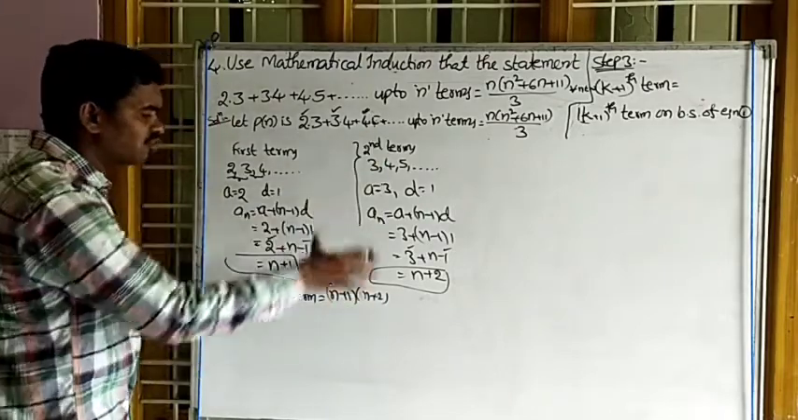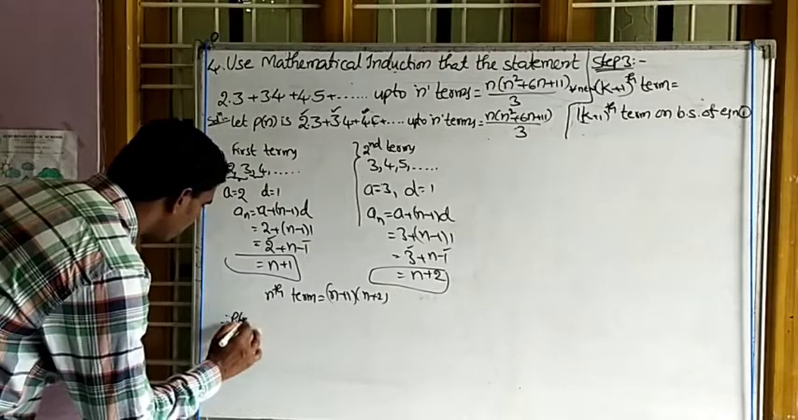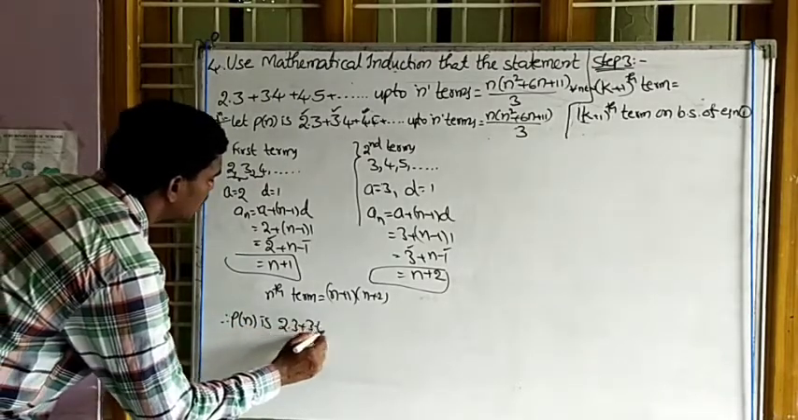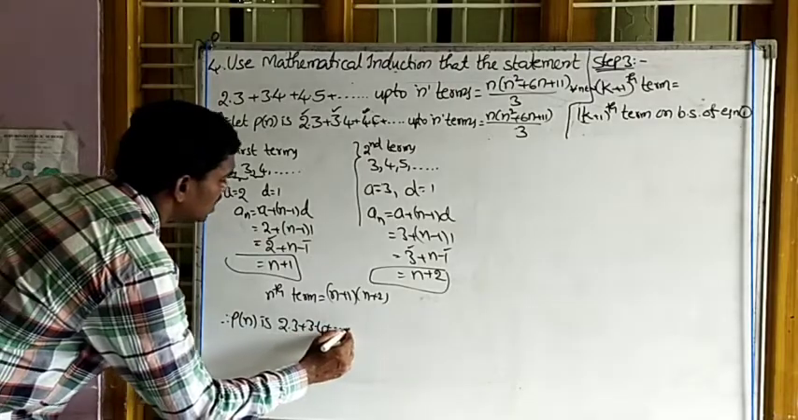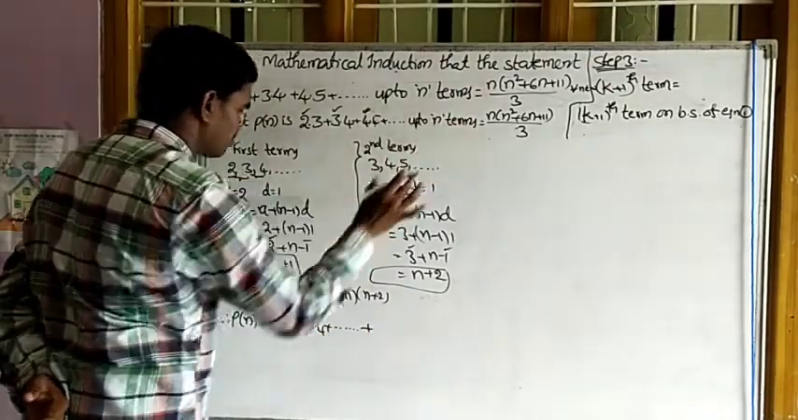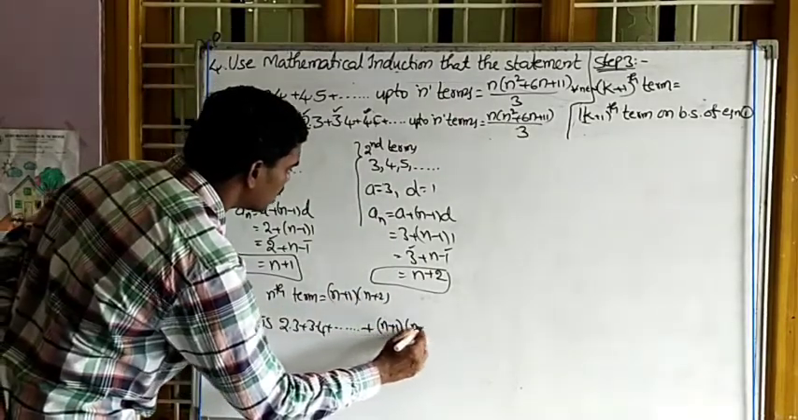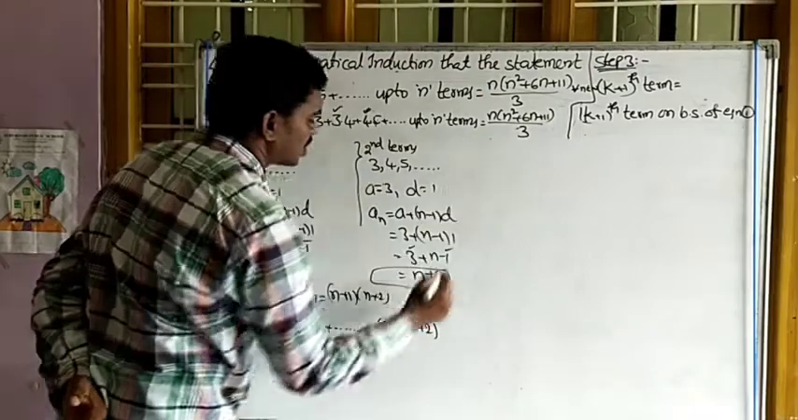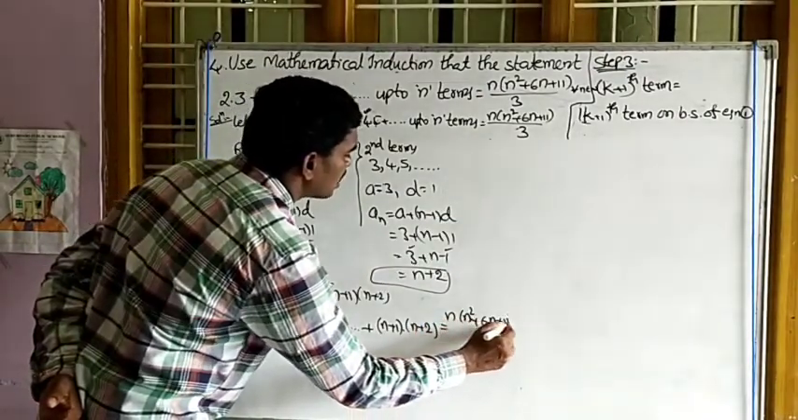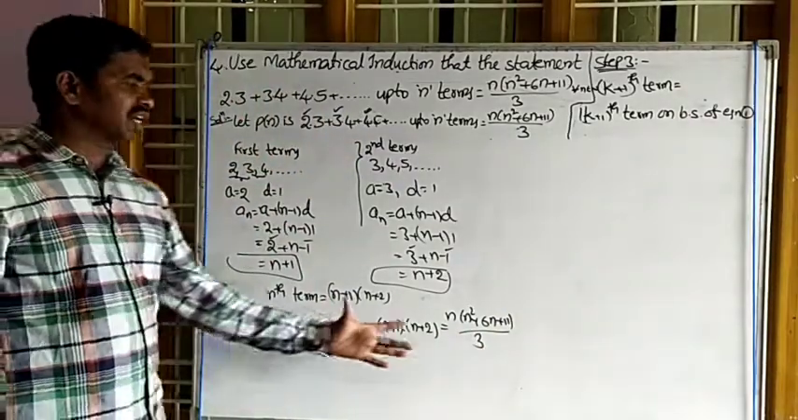So that I am fulfilling the given statement, again I am writing. P of n is 2 into 3 plus 3 into 4 plus 4 into 5 plus up to n terms. In place of n terms, we got the nth term as (n plus 1) into (n plus 2), and this is equal to n into (n square plus 6n plus 11) by 3. Okay, so now we got the statement.